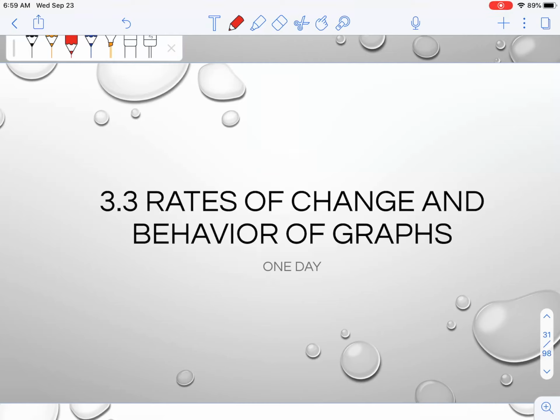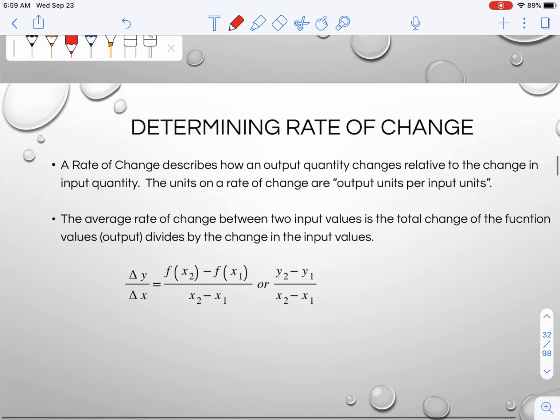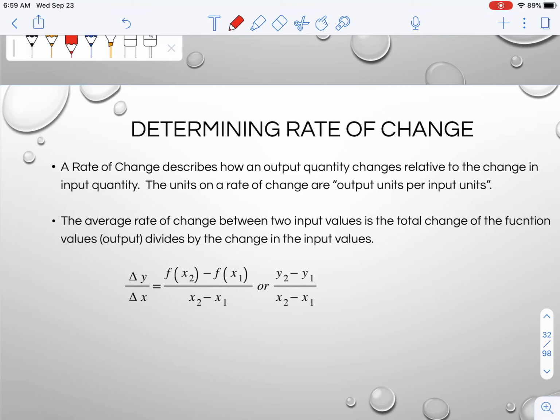All right, so in 3.3, we're going to take a look at rates of change and behaviors of graphs. First things first, a rate of change is nothing more than a slope. However, in this sense we're looking at the slope of a graph between two specific points in some type of graph that usually is not going to be linear. So that rate of change is possibly constantly changing itself.